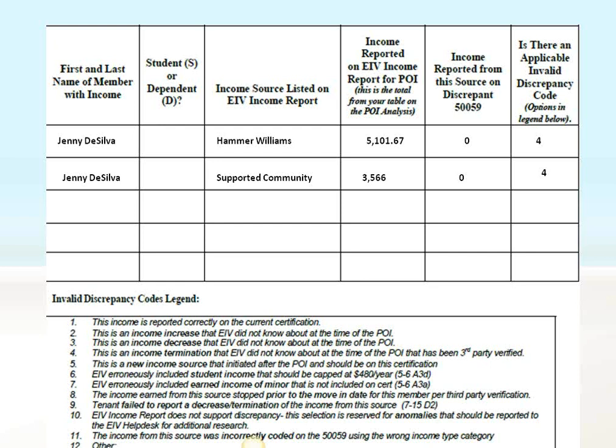Don't let EIV make you question your own sense of reality, because EIV doesn't have any, okay? When you get a discrepancy, if you don't understand what created it, you have a tendency to think, oh my gosh, what did I do wrong? I don't know what I did wrong on this cert. Well, in this one, you didn't do anything wrong, okay?